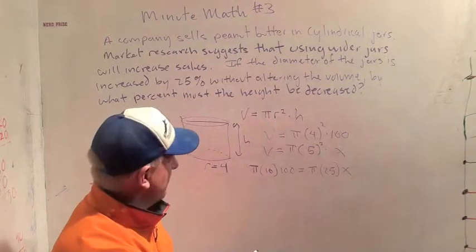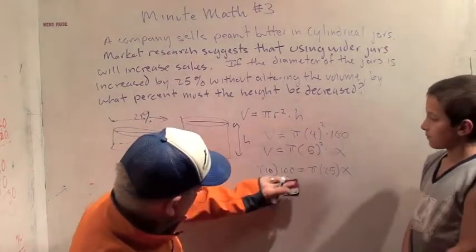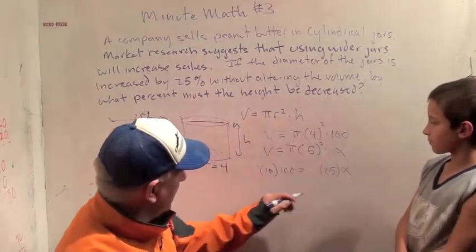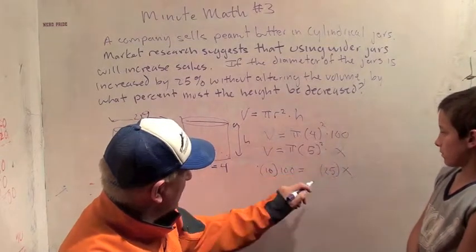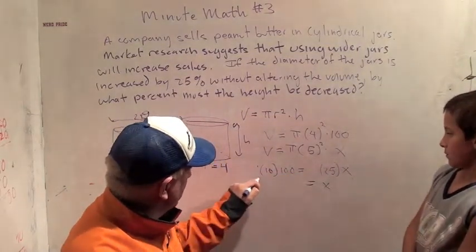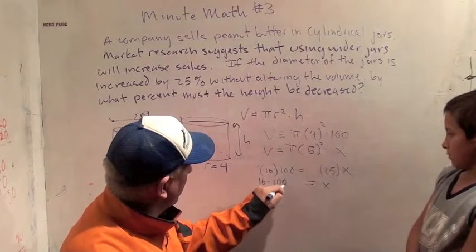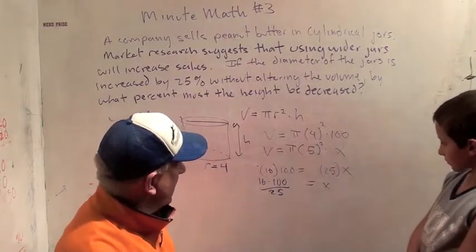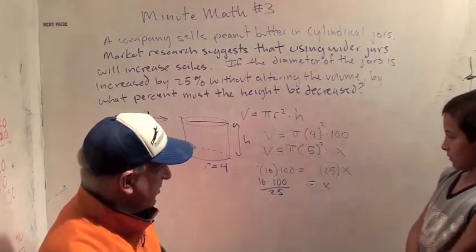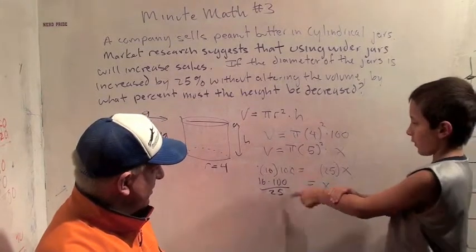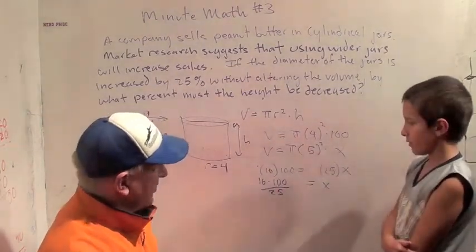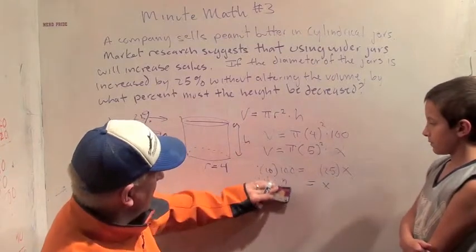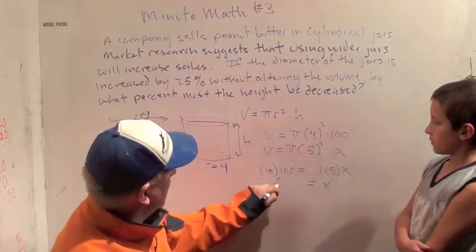So the pi's go away, and I get x equals 16 times 100 divided by 25. Do you know how to make that simpler? 100 over 25 is 4. What's 4 times 16? 64. Hey, look at that. So we just found out that this height is 64.